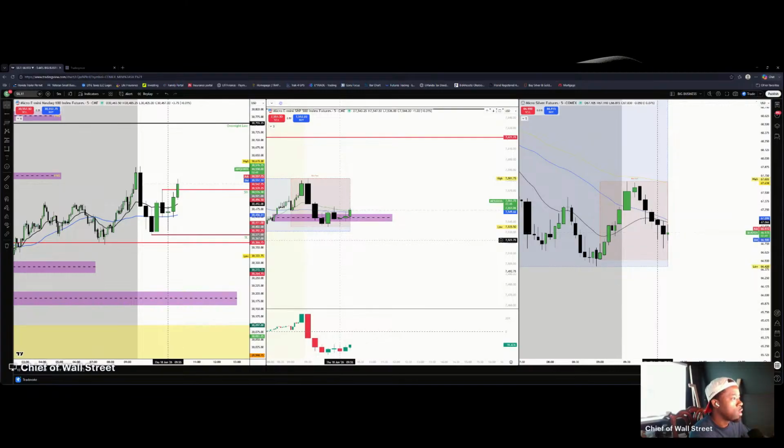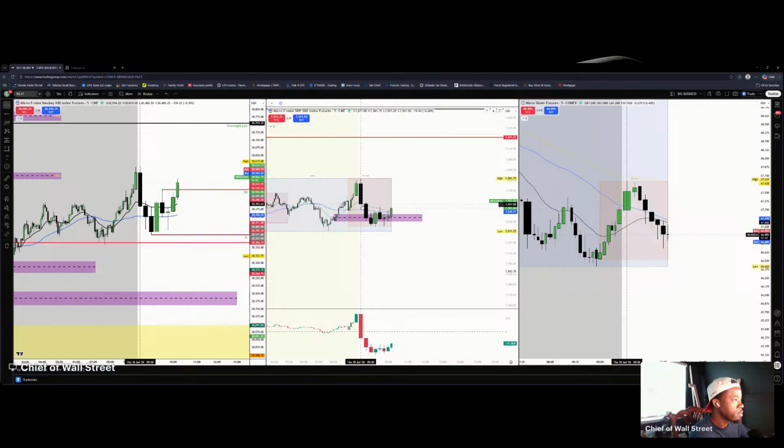With MES, what I'm waiting for is for us to push above this box like we're doing, or below it, and create a nice little size like how we got here. Oh, shoot, hold on. We already pushed above the box from 8 o'clock, came back, respected it, and pushing up again.